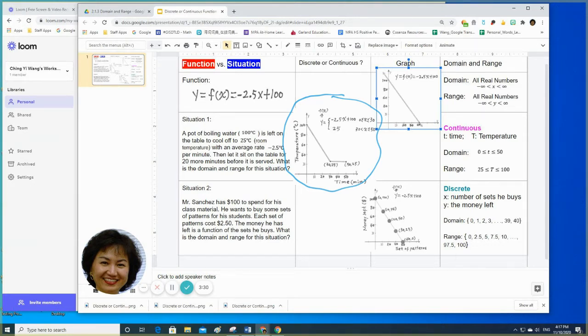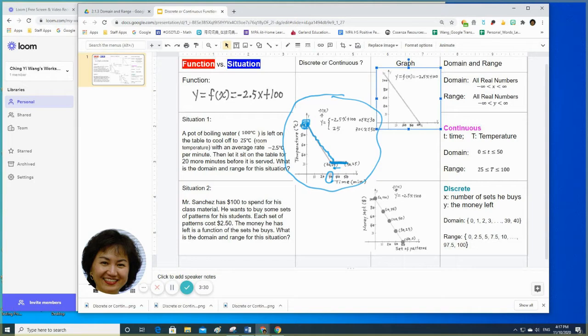You can see the water starts at 100 degrees and keeps dropping till 25 degrees. It takes 30 minutes for it to drop to 25 degrees. Then it sits there for 20 more minutes, but the temperature does not change. It stays at room temperature, 25 degrees. So what is the domain and what is the range for this situation?